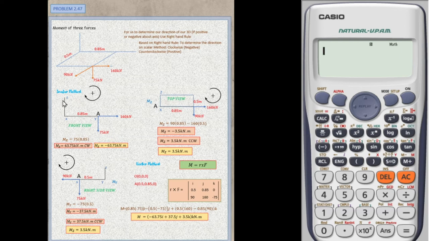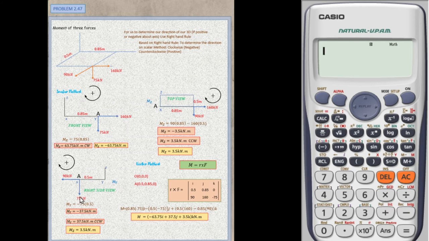So here, guys, I am just going to explain this in 2D. I just look at its front view. For me to take the moment about its x-axis, looking at the front view, it is 0.5 meters, and then we can see 75 kilonewton, 160 kilonewton, and 90 kilonewton around here. The 75 kilonewton has a moment since it has a perpendicular distance, while the 160 kilonewton has no moment since, as you can see, the distance is parallel. The distance for the moment about x is parallel to our 160 kilonewton. So therefore, this will be zero.